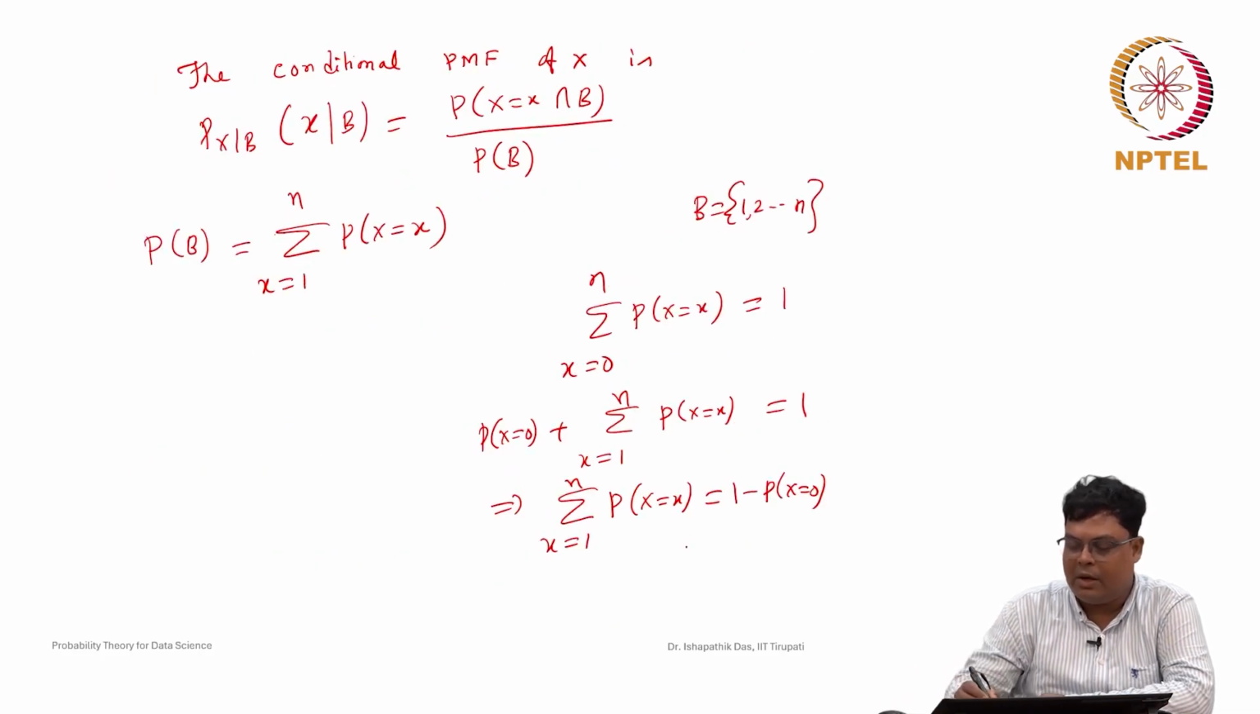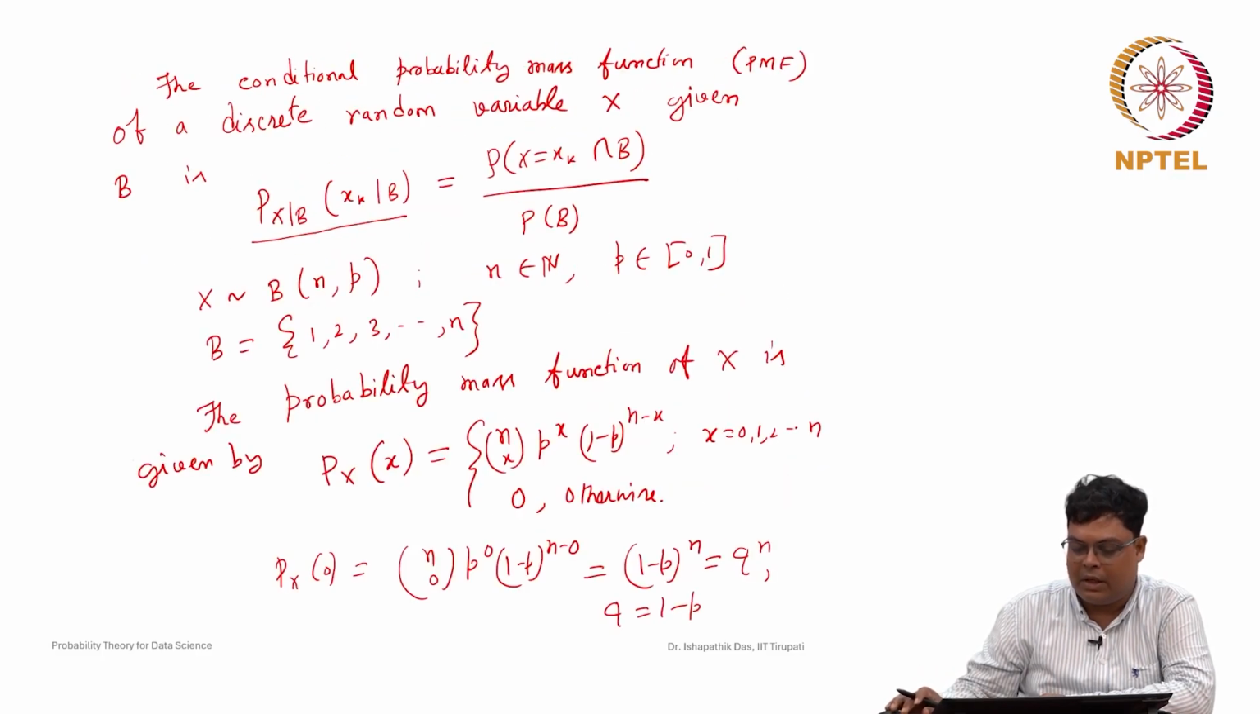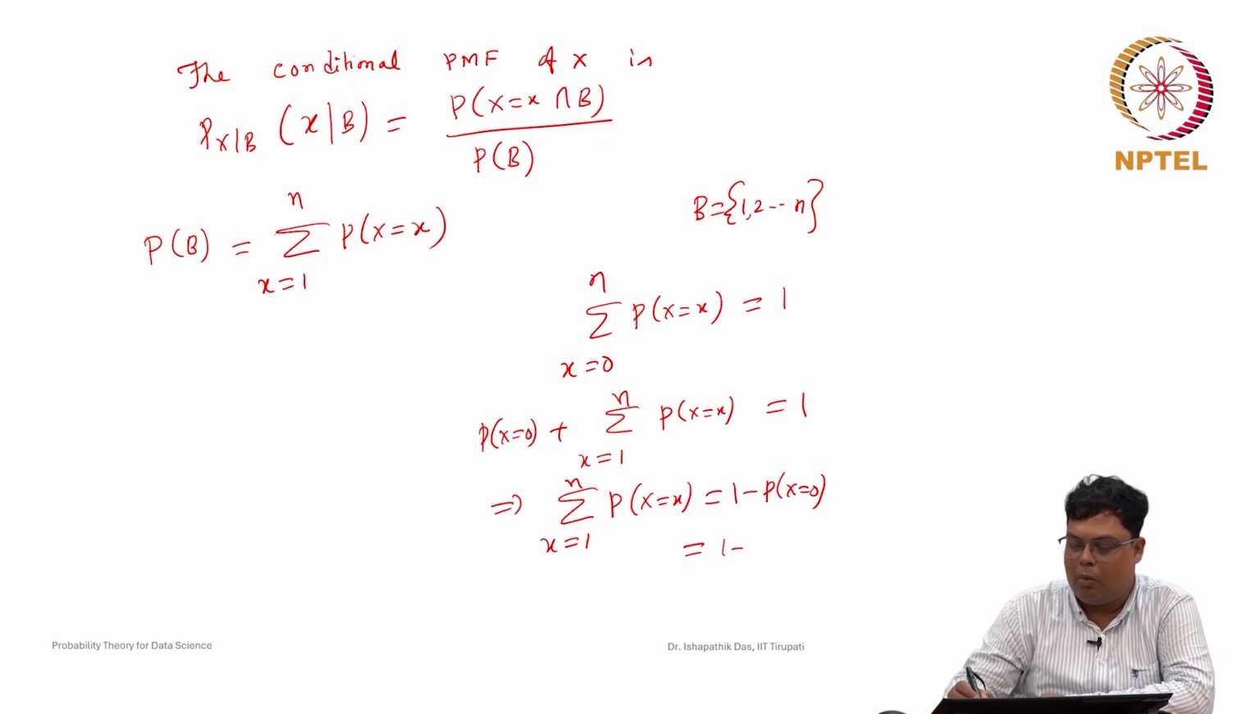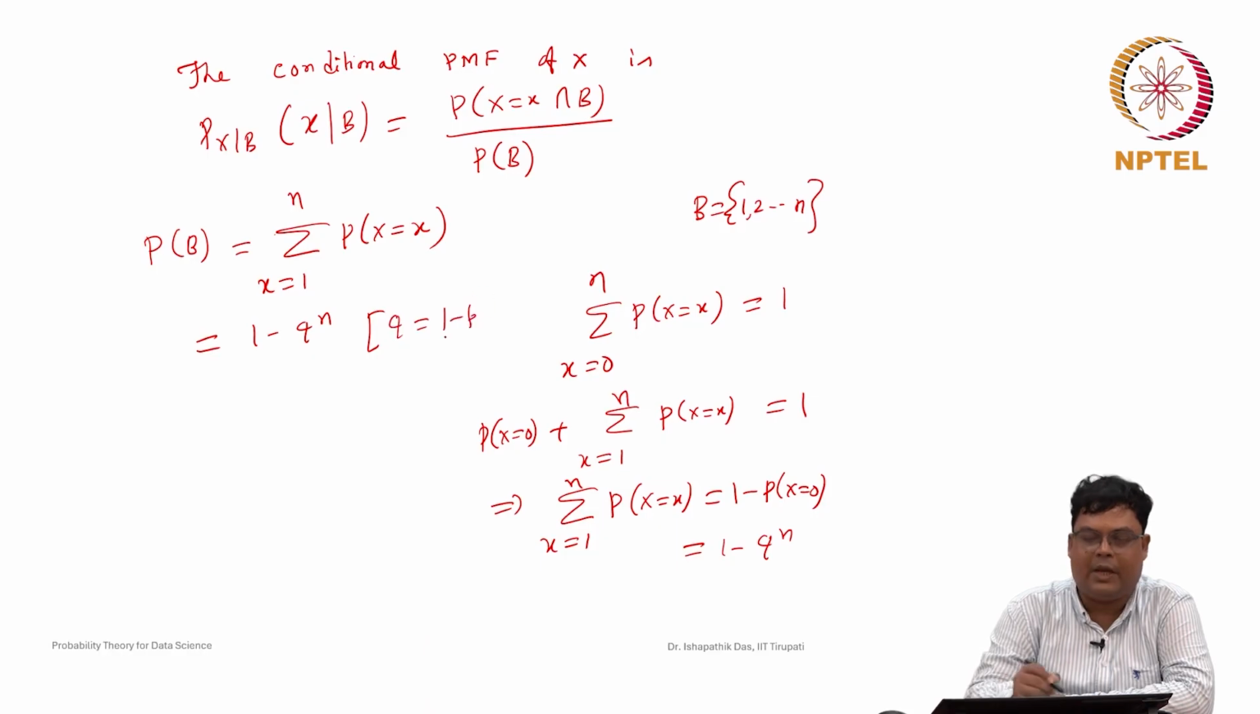So, this is nothing but 1 minus P(X = 0), and P(X = 0) is q to the power n. So, this is equal to 1 minus q to the power n. So, now the probability of B that we found, where X is from 1 to n, is 1 minus q to the power n, where q is equal to 1 minus p.